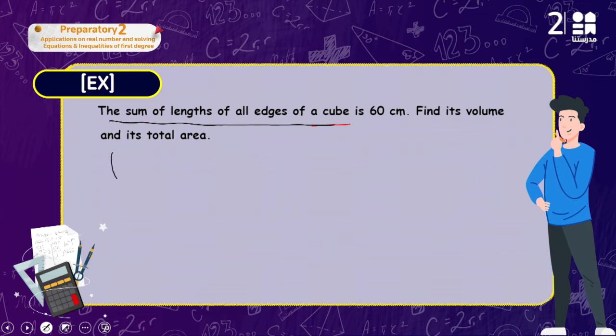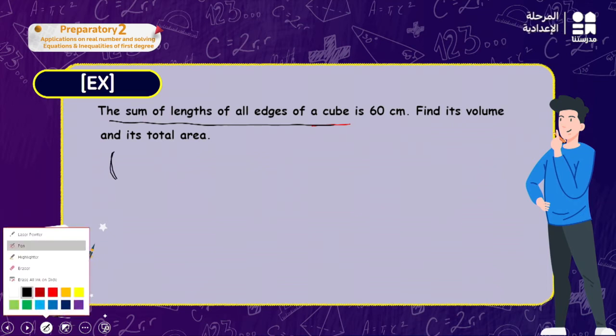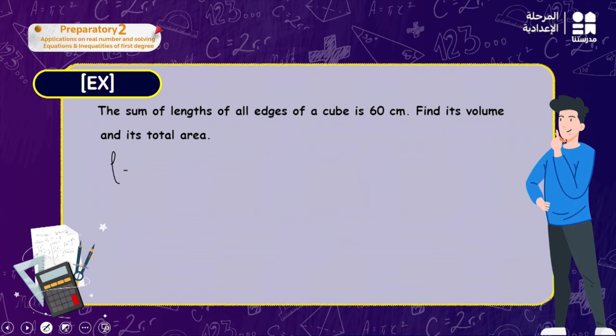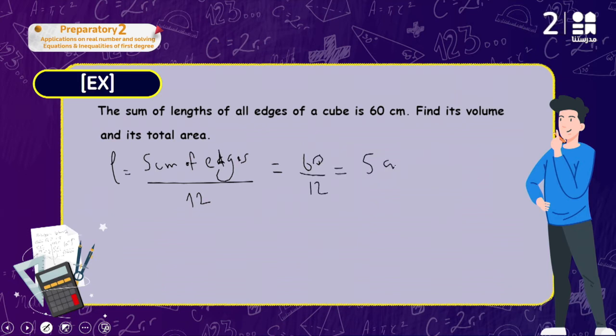So the side length of the cube equals sum of edges, sum of these edges divided by 12 عشان هما 12 edges. It has 12 edges. So 60 divided by 12 which is equal to 5 centimeters. طيب خلاص احنا كده we found L, so we can find anything.